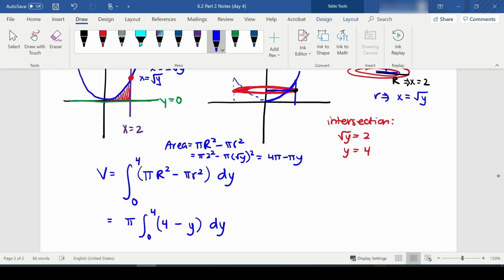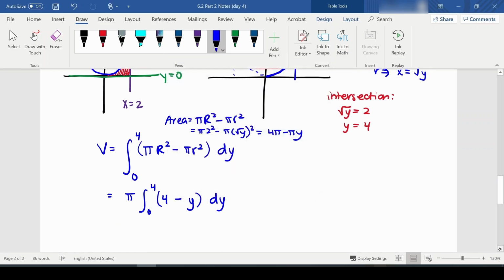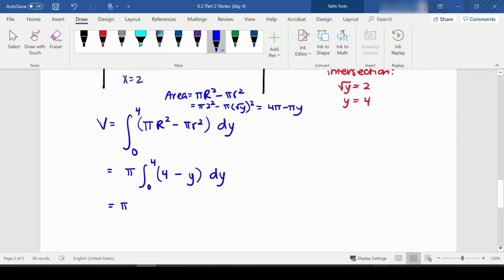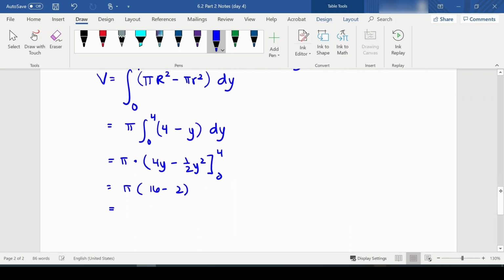Okay, factor that pi out, big R squared minus little r squared. This gives us pi times 4y minus 1/2 y squared, evaluated from 0 to 4, which gives us pi times 16 minus 8, minus 0, which gives us 8 pi. And that's it.